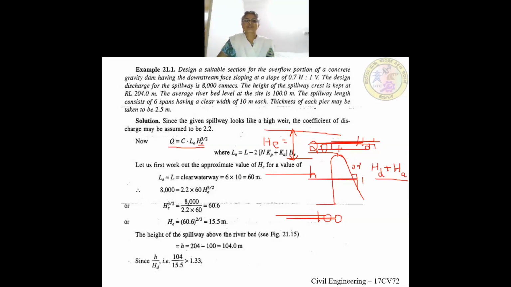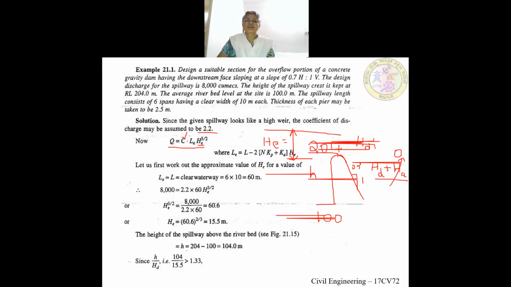So we have to approximate this. When we have to find this approximately, we will take the value of Cd as 2.2. You know, the value of Cd is 2.2 when this Ha is 0. So we'll assume that there is no head due to approach velocity, and take Cd as 2.2. So we know the value of C.